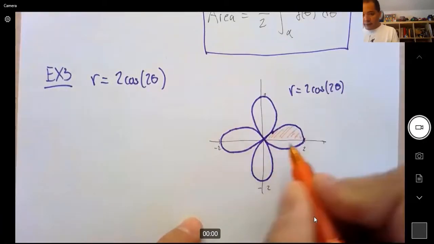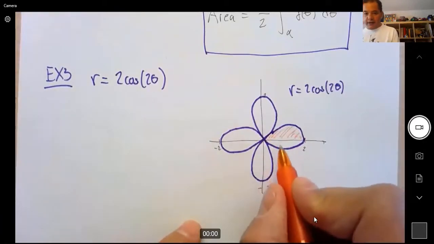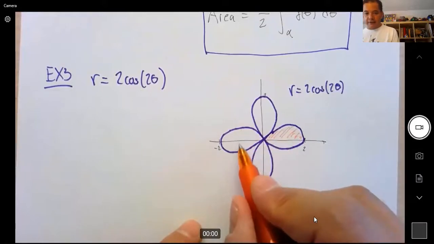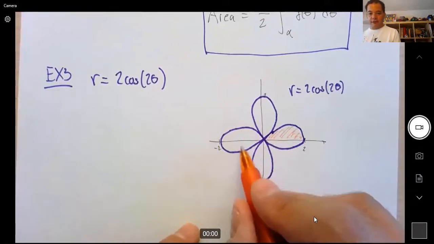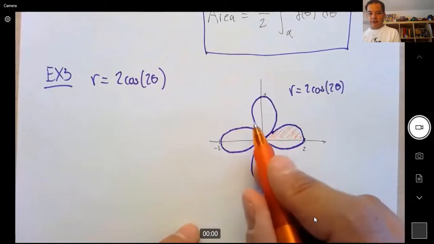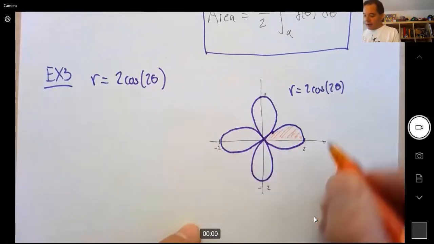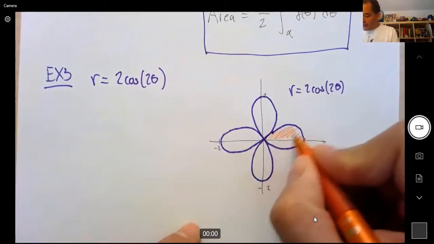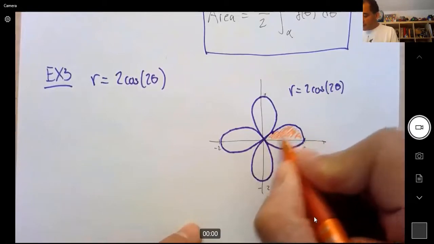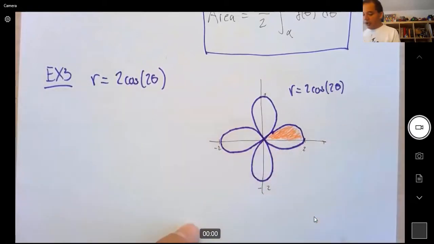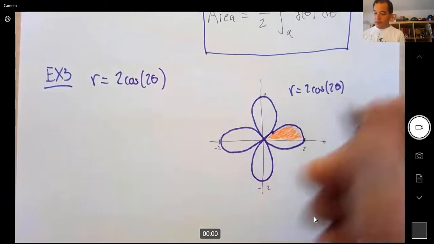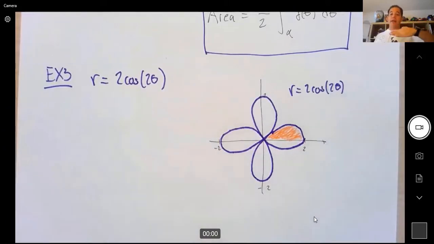My picture is not great. This should be the same as the bottom one. This is slightly better. So these 2 should be the same, these 2 should be the same, and these 2 should be the same. All right, so let's try to do the area of this orange shaded part. So we need to figure out the angles. What are the angles that correspond to this? In other words, try to figure out the alpha and the beta. From where to where are we going to be doing our integral?